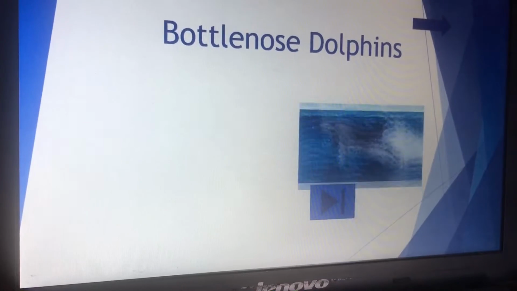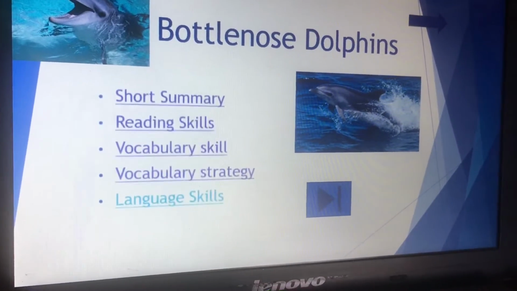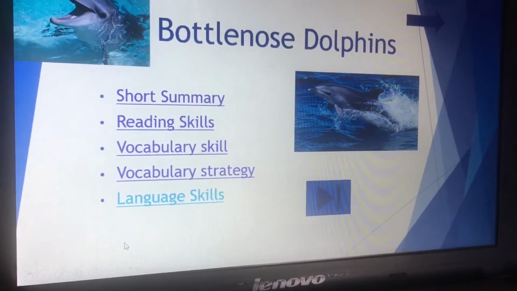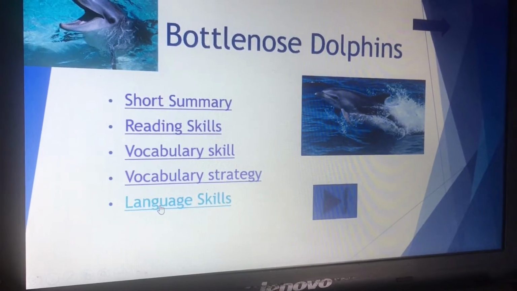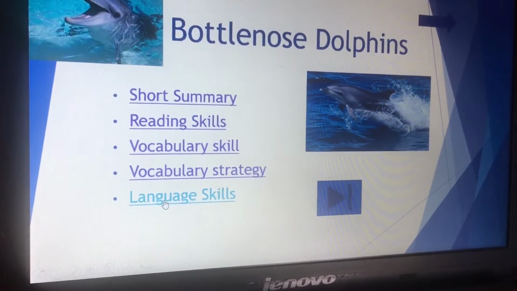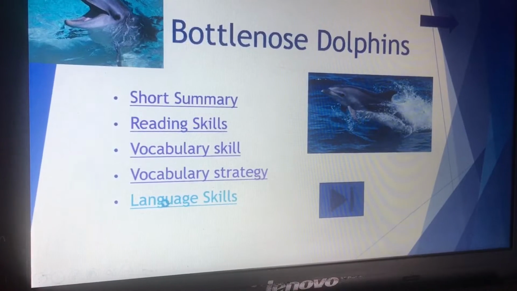Hello everyone. Today we're going to complete our last part of our lesson, that is Bottlenose Dolphins. Today we're going to be talking about the language skills as well as doing the exercises in the practice book. So let's start.